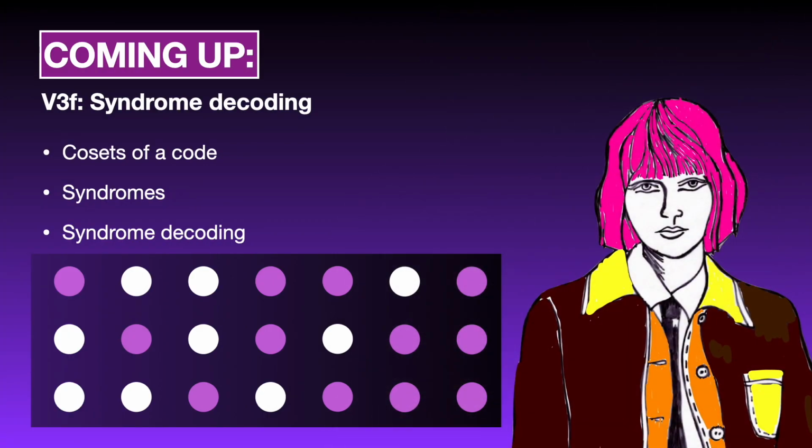In V3f, we'll see the notions of cosets of a code and syndromes of vectors. This will lead to a decoding algorithm called syndrome decoding that works for all linear codes. We'll see you then.